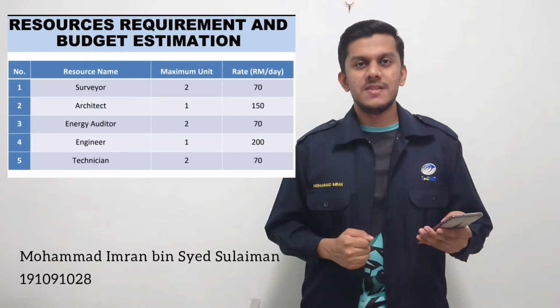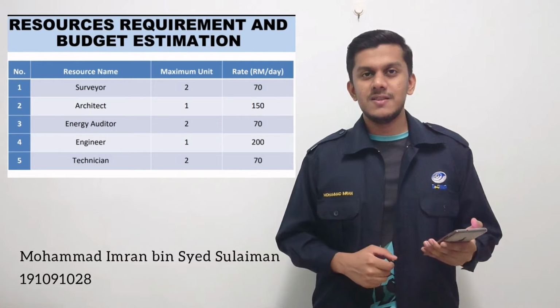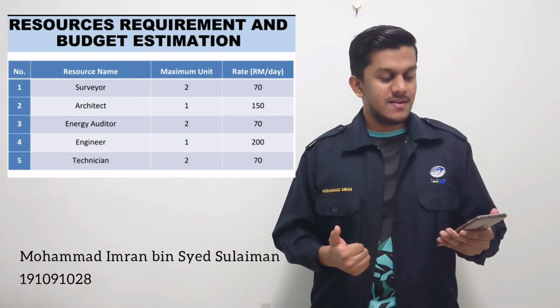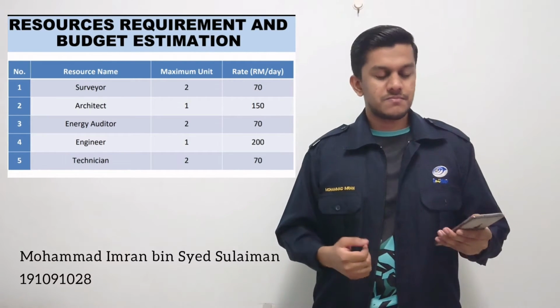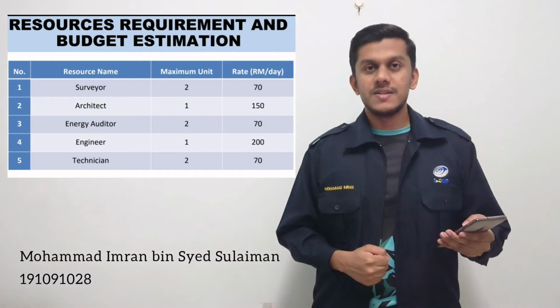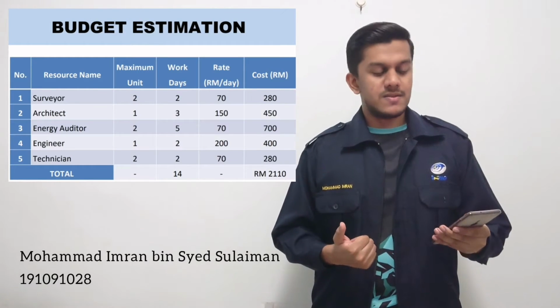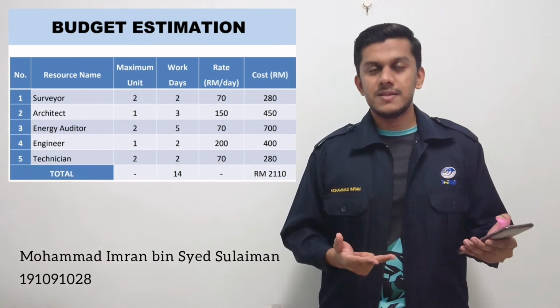After listing all the activities, we need to consider the resource requirement for each activity. For our project, it can be seen that we need surveyor, architect, energy auditor, engineer, and technician. For each of the resources, we also need to consider the number of working days, the number of resources, and also the rate that they need to be paid.